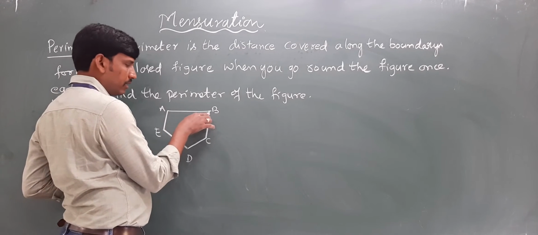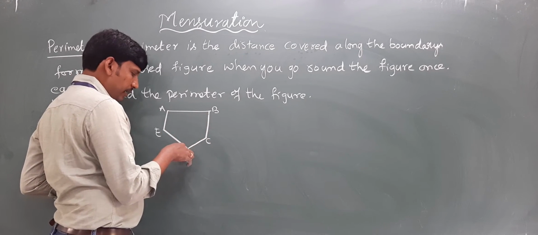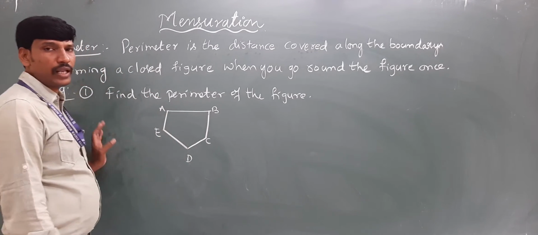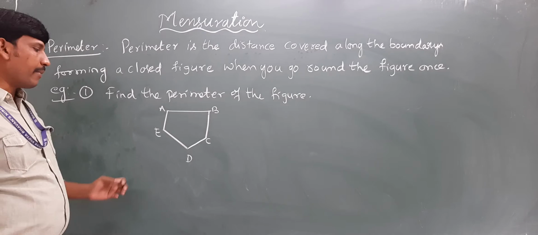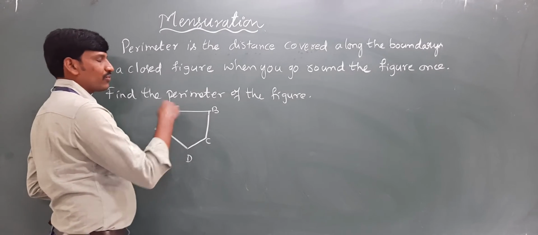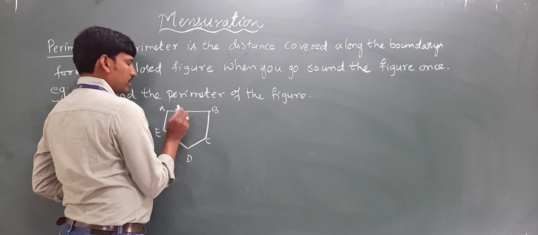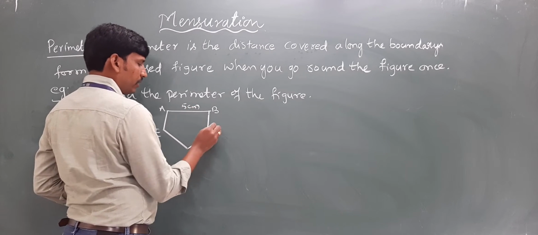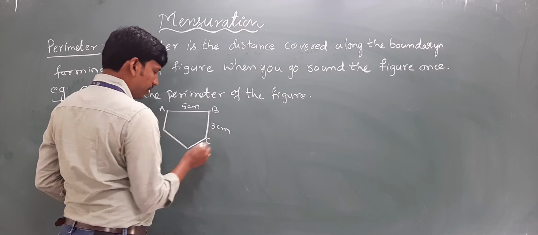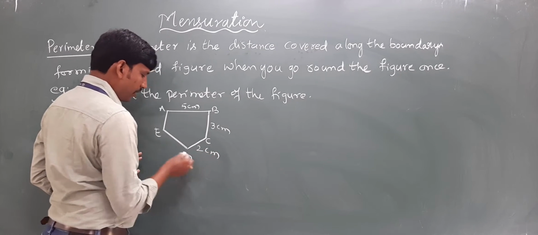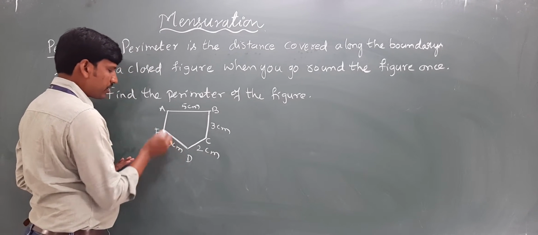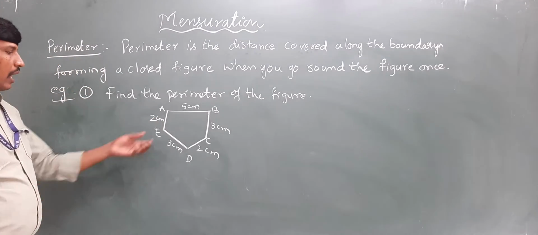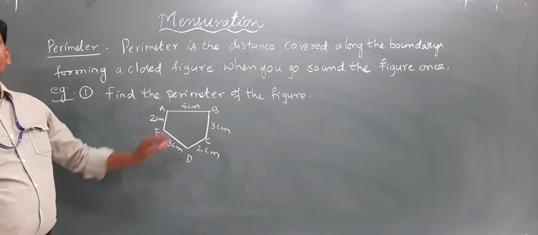AB one side, BC second side, CD third side, DE fourth, EA fifth. Totally 5 sides are there. I am going to give the length of these 5 sides. Suppose this is, let's take, 5 centimeter. This is 3 centimeter. This is 2 centimeter. Again 3 centimeters. Suppose this is 2 centimeter. Clear? How to find the perimeter of this figure?